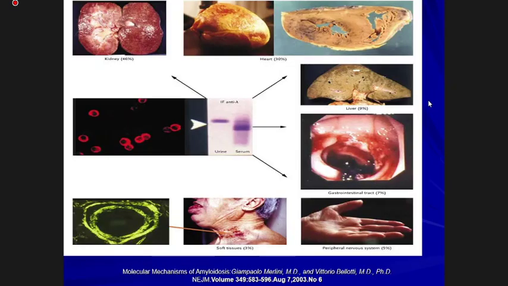Okay, so it involves almost various cells, various tissues. As you can see in the slides, your kidney, your liver, your heart, your gastrointestinal tract. It can involve your soft tissue, your peripheral nerve. Accumulation in the soft tissue, so in the various tissues in the body.